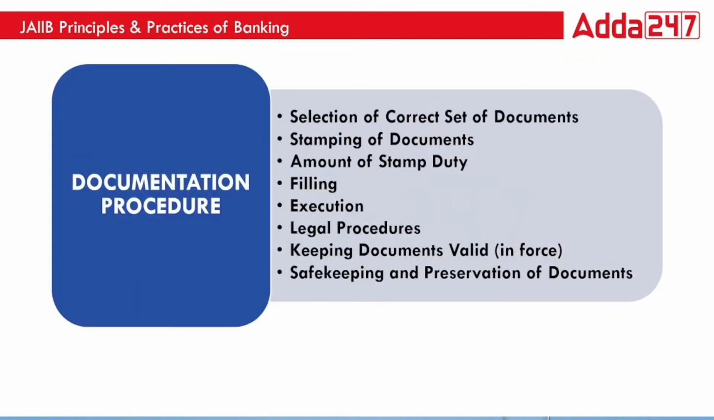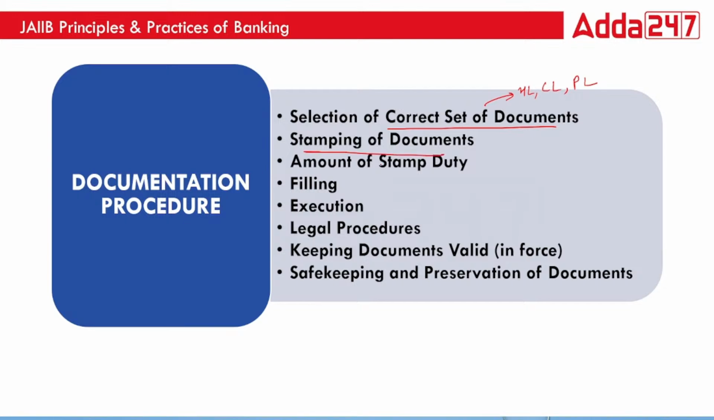Now, what is the procedure of taking documents? You have to take the correct set of documents because documents are going to be different for different types of loan. For a car loan, it is going to be different from a home loan. For a personal loan, it is going to be different from a car loan. For business loans also, it is going to be different. It will also depend on the kind of customer you are dealing with. Whether the customer is a proprietorship concern, a partnership concern, a company or an individual, the set of documents will differ.